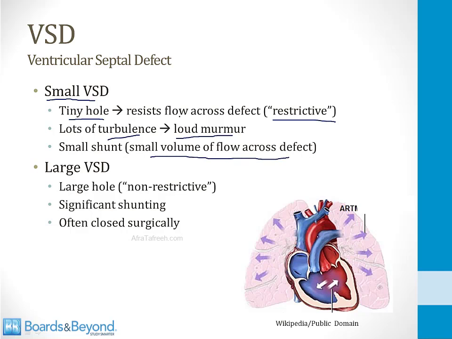So the irony here is that you can hear a very loud murmur from a VSD, and that can actually be a benign situation. In contrast, large VSDs represent a large hole in the ventricular septum. These are often called non-restrictive VSDs. These allow a significant amount of shunting, and therefore they are often closed surgically to prevent volume overload and right heart failure. These murmurs, in contrast to small holes, often don't cause a very loud murmur.